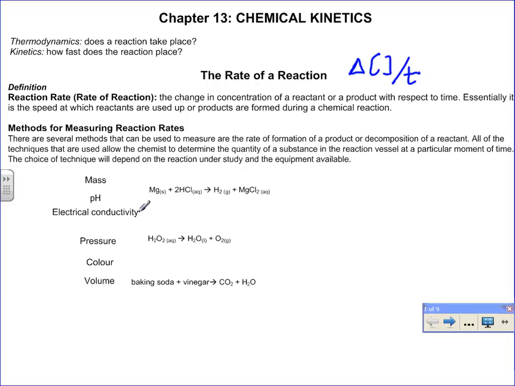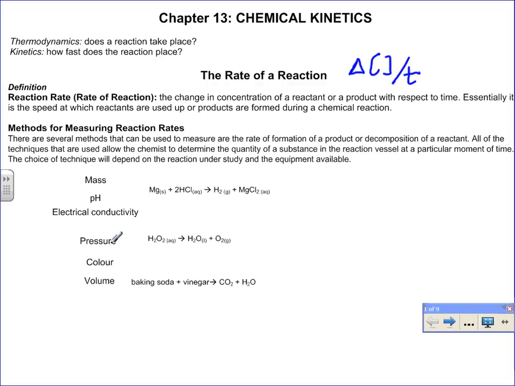Electrical conductivity can also be used, and it is measuring the amount of ions in solution. So in a case where there are different amounts of ions on either side of the reaction, in this case we've got 2 moles of ions producing 3 moles of ions. So as this particular reaction proceeds, the number of ions in the solution is going to increase, and therefore the electrical conductivity will increase. So by monitoring that conductivity, we can monitor the rate of the reaction.